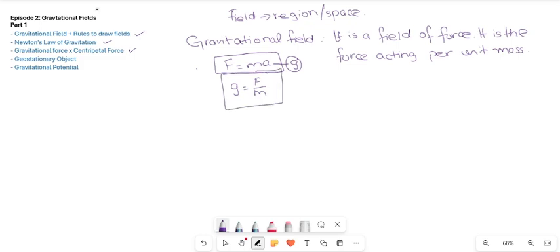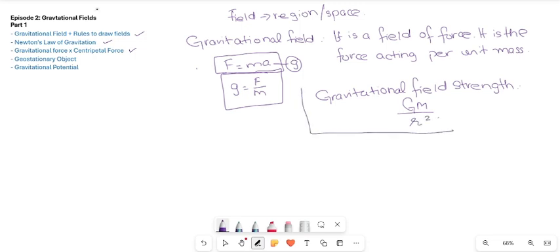There's another formula that I would love to write here, that is gravitational field strength. We know gravitational field is F over m. If you want to talk about gravitational field strength, it is Gm over r squared. You don't have to learn this formula right now, you will understand it once we do another formula.